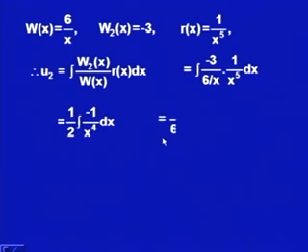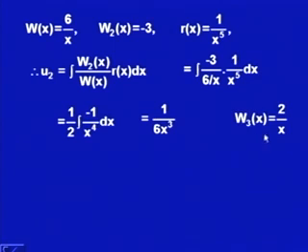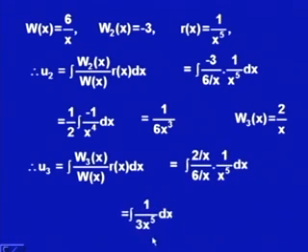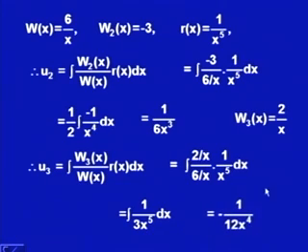Integral of this would be 1 by 6x cube. Then u3 square W3, that is 2 by x, W(x) is 6 by x. By the formula we will get W3(x) upon W(x) into R(x). So, substitute these values, 2 by x upon 6 by x into 1 by x to the power 5 dx. I am getting it as 1 by 3 times x to the power 5 dx. Its integral gives me minus 1 by 12 x to the power 4.